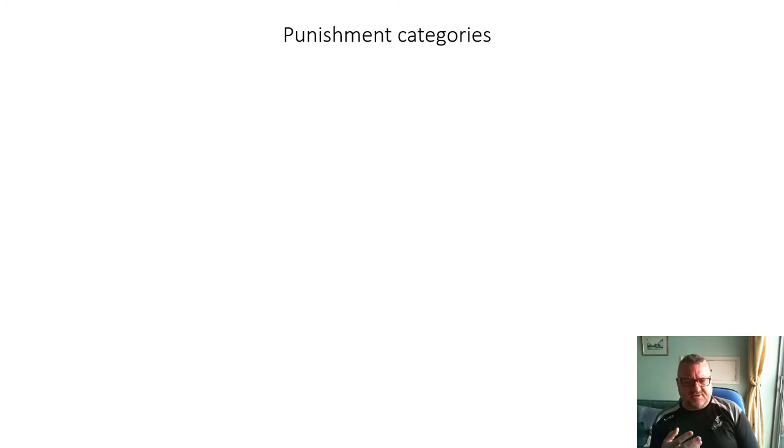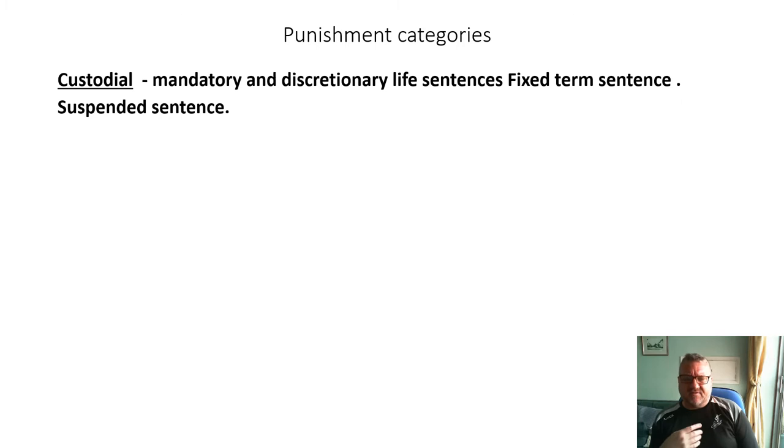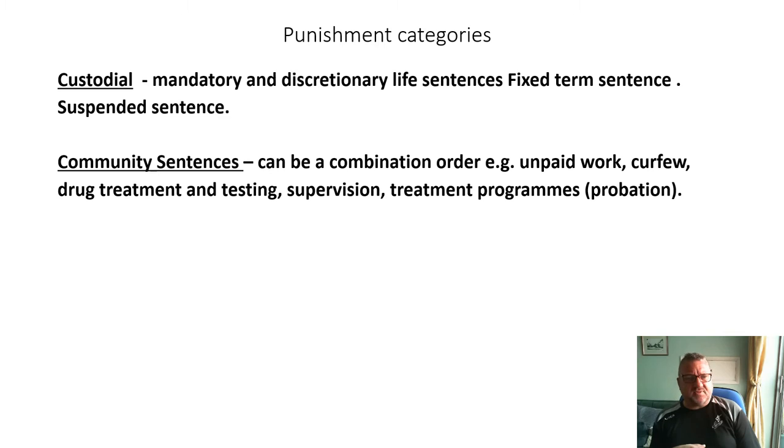Now, there are four categories of punishment that are given out in courts in today's society. We have custodial sentences. These can be mandatory or discretionary, life sentences or fixed term sentences or suspended sentences. We have community sentences, which can be a combination of unpaid work, a curfew, drug treatment, supervision, other treatment programs such as anger management. And when we looked at the work of the probation service, they are responsible for running those community sentences. So they are non-custodial and take place within the community.